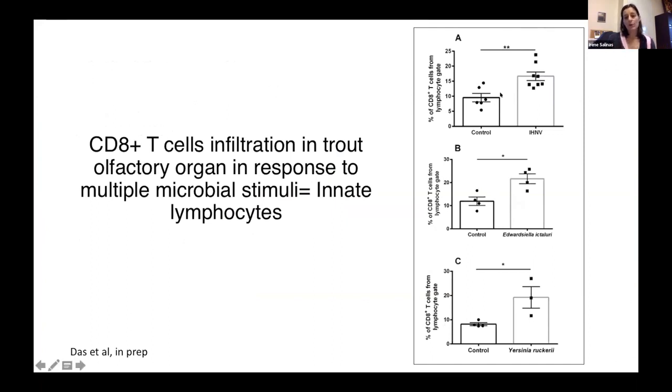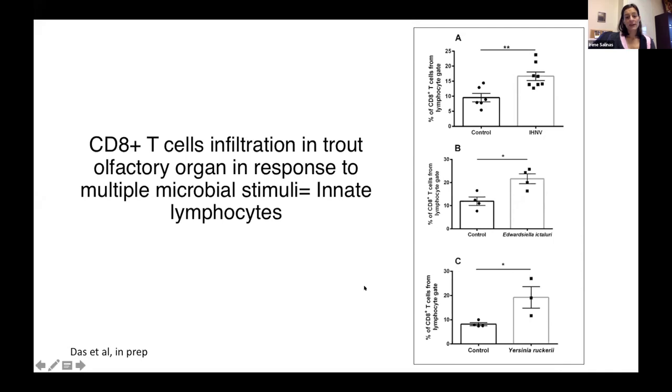And to, of course, surprise but not surprise, because these cells were showing this innate-like behavior, we were able to record very quick infiltrations of CD8 T cells in the olfactory epithelium, not only in response to the virus, but also in response to two different types of bacteria, Edwardsiella ictaluri and Yersinia ruckeri. And in the case of Yersinia ruckeri, we actually killed the bacterium. So this was a heat-killed bacterium, and yet we still recorded this infiltration of CD8 T cells. So this really highlighted an innate behavior, of course.